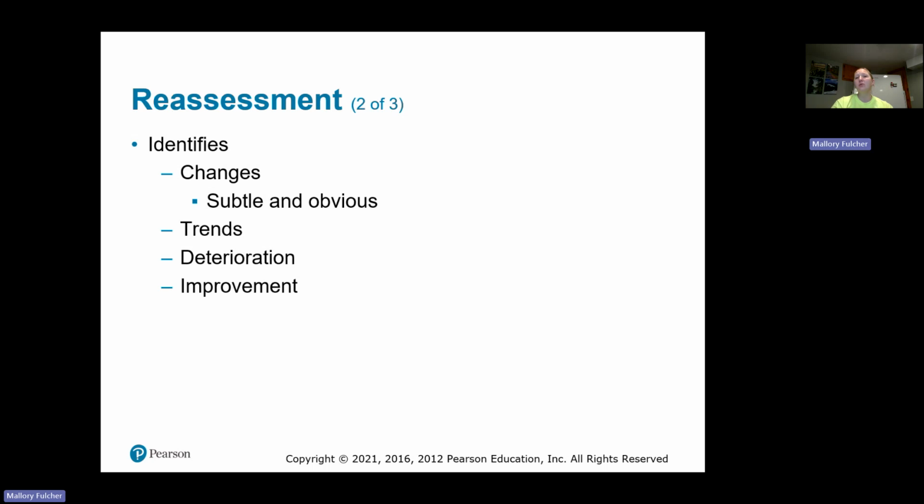Changes can definitely be subtle. So we'll work on the identification of it, as well as going in depth with what those subtle changes can mean. Pulse pressure is a big one that we talk about. Pulse pressure refers to the difference between the systolic and diastolic number. As that number gets closer and closer together, that means something, versus farther and farther apart. That also means something. We'll talk about that a little bit more later on.